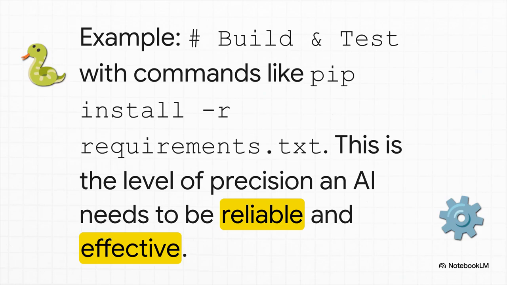Here's a perfect example. You see, you're not just telling the AI to install dependencies. You're giving it the exact command, pip install -r requirements.txt. This is the level of crystal clear instruction an AI needs to be reliable and effective. It just completely removes any guesswork.